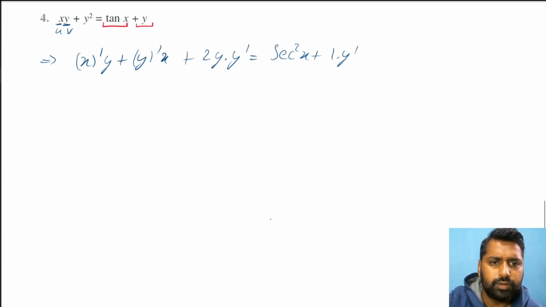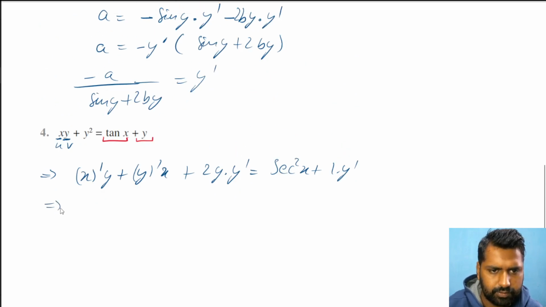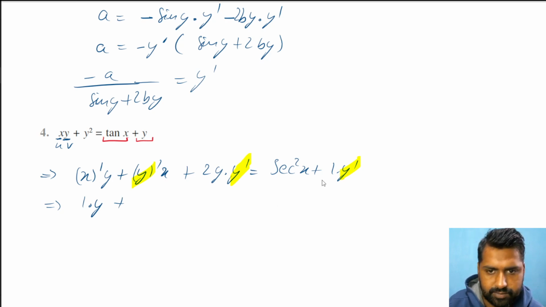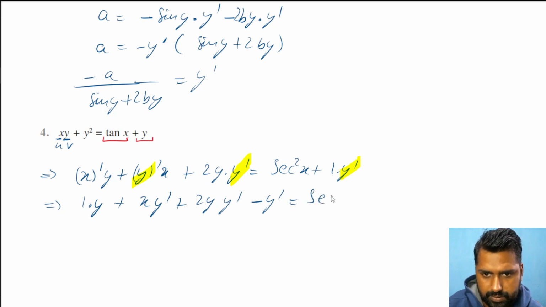Okay. Now the idea is to collect all y dash terms. This is a y dash term, this is a y dash term. X dash is 1, so basically 1 into y, plus this is also y dash. So 3 terms. Okay. So take these 3 terms together. So let it be here. Y plus x y dash plus 2y y dash. Take this term also here, minus y dash is equal to sec square x.